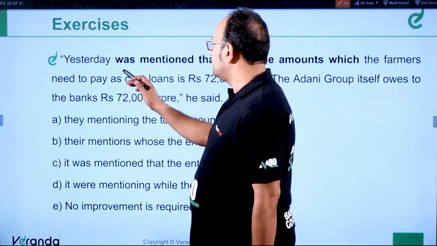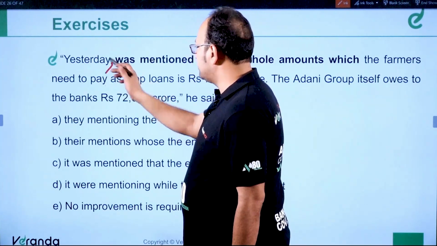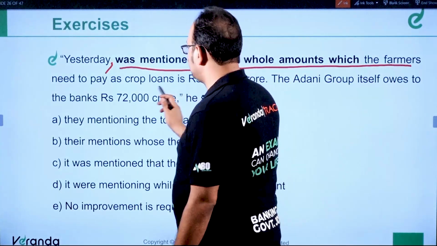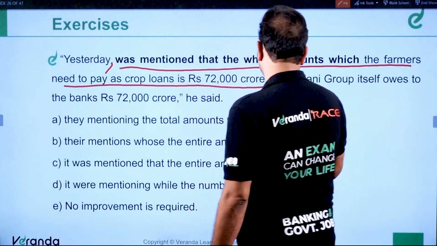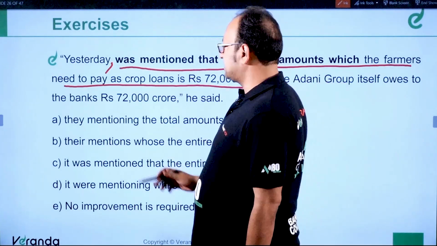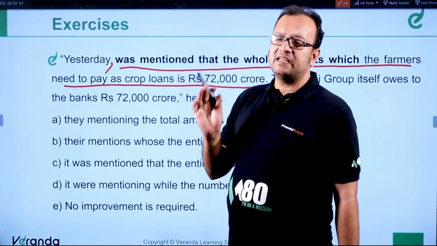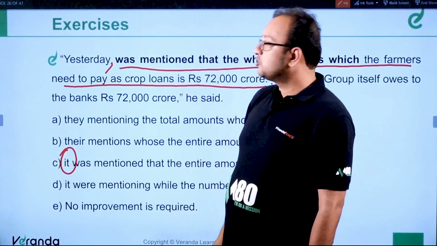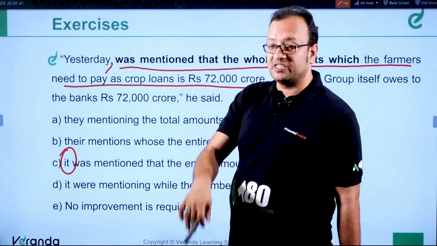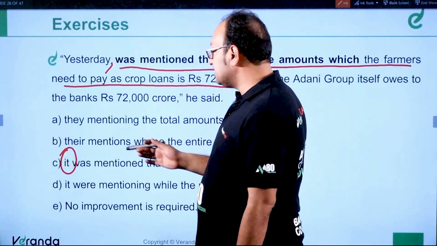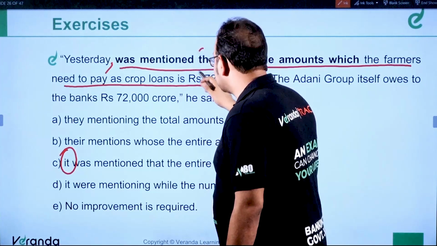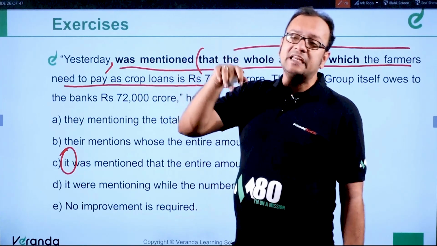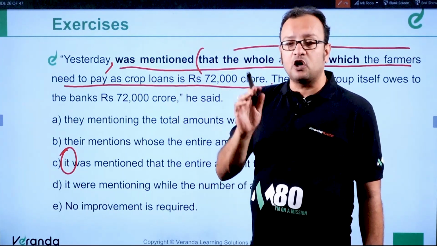Okay, very easy question. Yesterday is an adverb placed over here, and after that a complete statement has been mentioned. So this complete sentence has to be represented by a pronoun. It. So yesterday it was mentioned there. It was mentioned. So it is what? That. This particular part is a noun phrase which must be represented by a pronoun which is it.